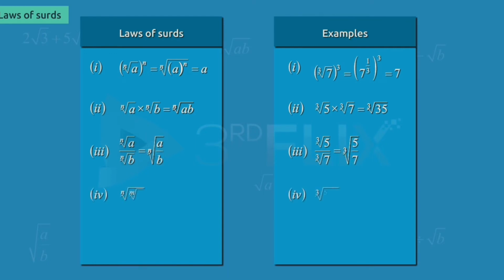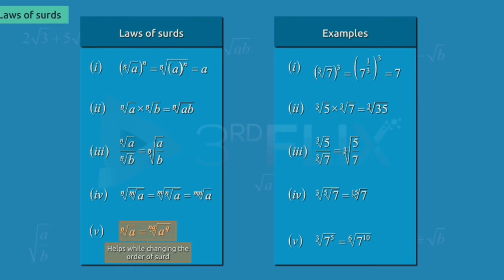Nth root of mth root of a equals to mth root of nth root of a equals to nmth root of a. Nth root of a equals to n into qth root of a power q. Important for changing order of the surds, or nth root of a power m equals to n into qth root of a power m into q.